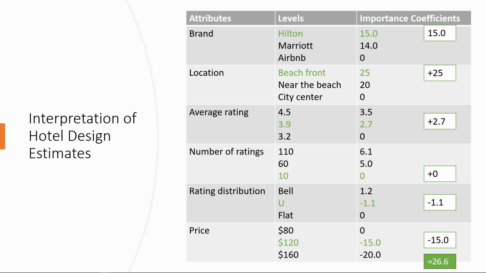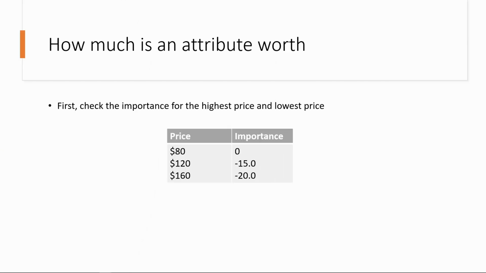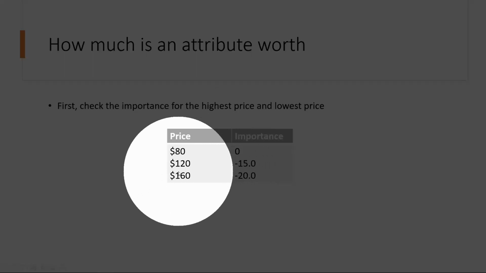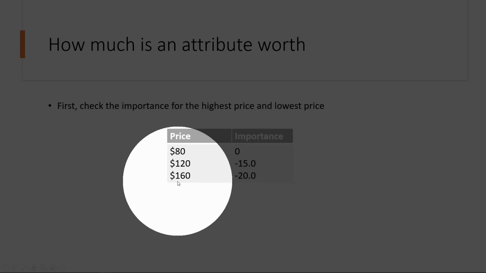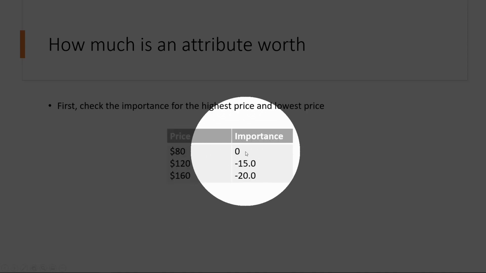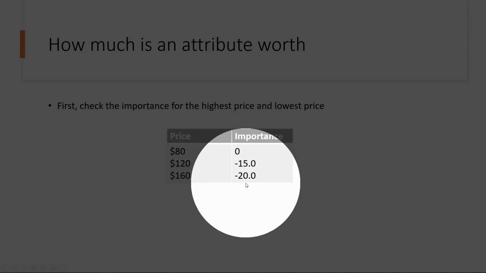So the importance of these coefficient measures can be used for various purposes. So first, how much is an attribute worth? So I have taken out the coefficients for price. We have 3 price levels, 80, 120, and 160 in the conjoint analysis. And the importance coefficient estimates are 0, minus 15, and minus 20.